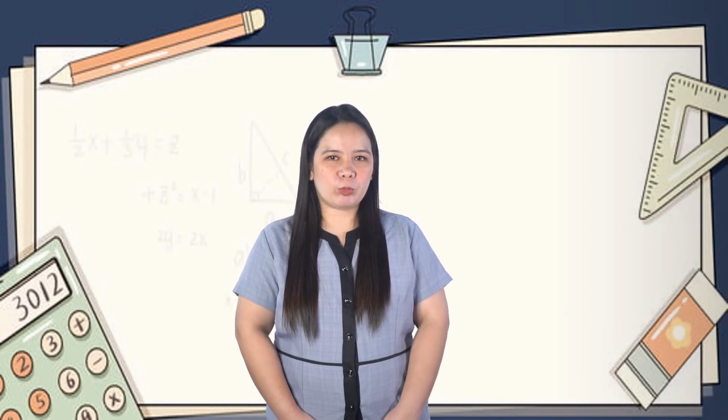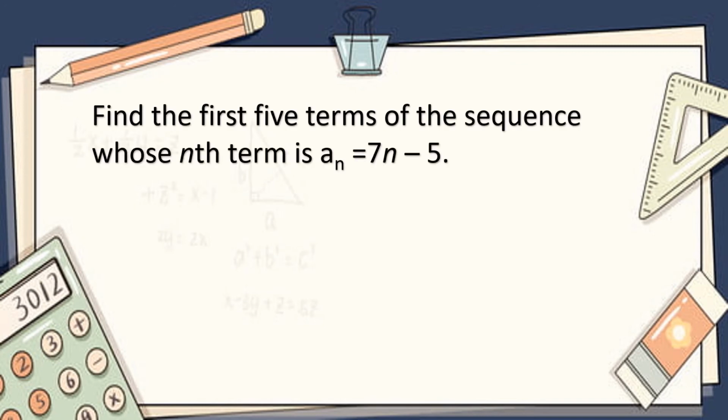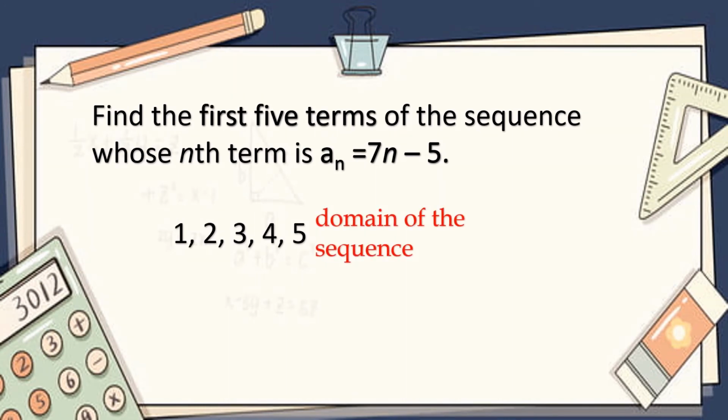At this time, we will be solving problems about patterns and sequence. Find the first 5 terms of the sequence whose nth term, a sub n, is equal to 7n minus 5. To solve this problem, we have to think about what the values of n are. Look at the given problem. We need to find the first 5 terms. This means to say that we will use the numbers 1, 2, 3, 4, and 5, and those numbers are the domain of the sequence.